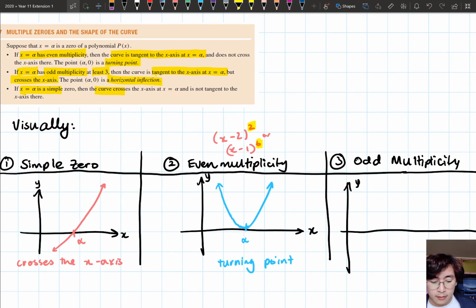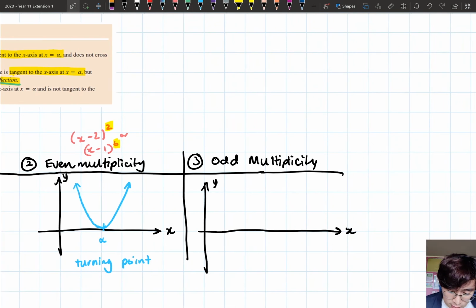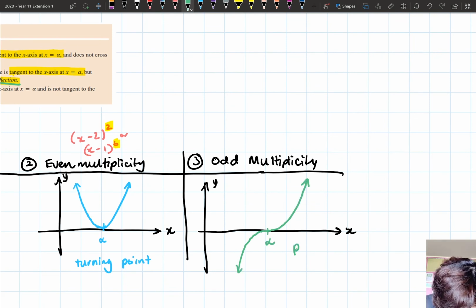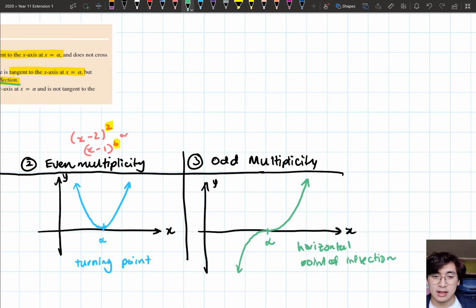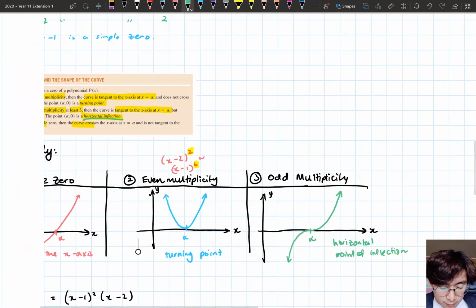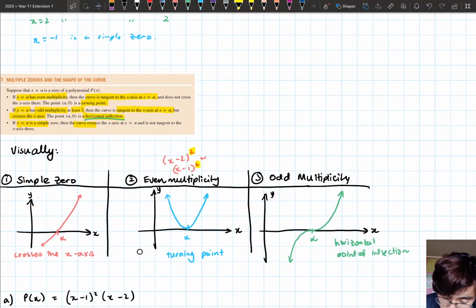Now the final one is odd multiplicity. Odd multiplicity results in something called a horizontal inflection, and this looks like a simple cubic. So if I was to draw it, it would look something like this. This is a horizontal point of inflection in particular. Now this is actually a tangent, so it only touches there. We'll look at that a little later when we get to calculus to explain it in more depth. But here, it's a horizontal inflection. So this is odd multiplicity of 3 or greater.